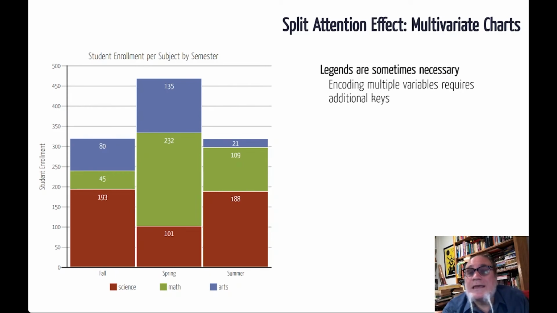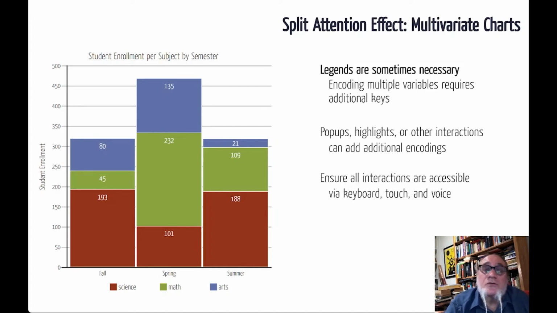Obviously, though, we can't always get rid of legends. They're sometimes necessary. If we have multiple values we're trying to encode in one chart and we can't get away from that, then yeah, use legends, but also include things like pop-ups, highlights, or other interactions that can add additional encodings, and also explain how the user can use those things. When you do so, ensure all those interactions are also accessible via keyboard, touch, and voice, by the way.